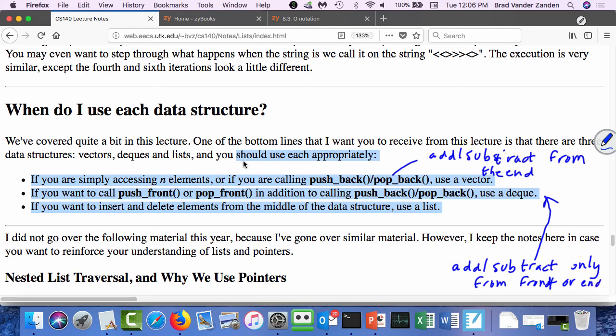A line. So a grocery line, a bank line, any kind of line: you typically remove from the front and add to the back. And then if you need to insert and delete elements from the middle, you typically would use a list. Okay? So questions about that? Okay.